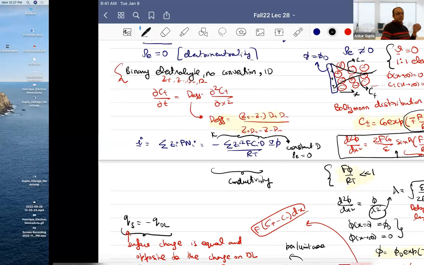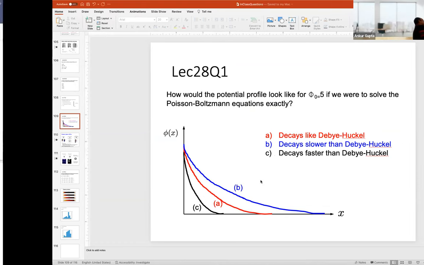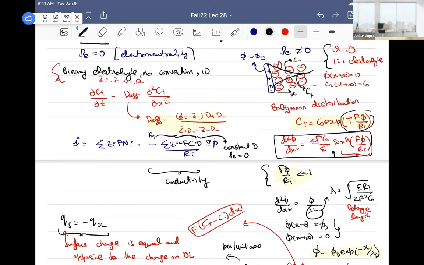Decays faster than Debye-Hückel. Now, this is an unphysical limit, because you can make the potential infinity. You can keep adding potential, and the system is saying you will keep on increasing the concentration, right? Let's say you're increasing your potential more and more, this phi here. If I continue to increase this, I'm depleting more and more positive ions and continuing to add more and more negative ions. So what's the problem?